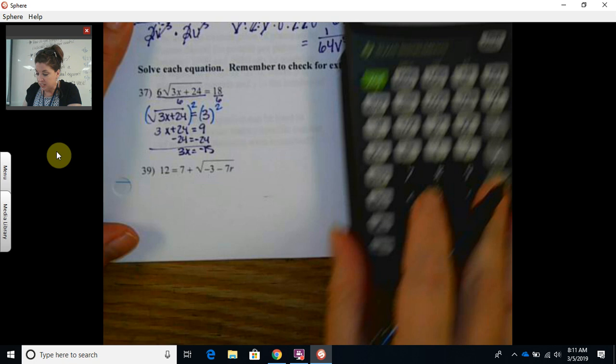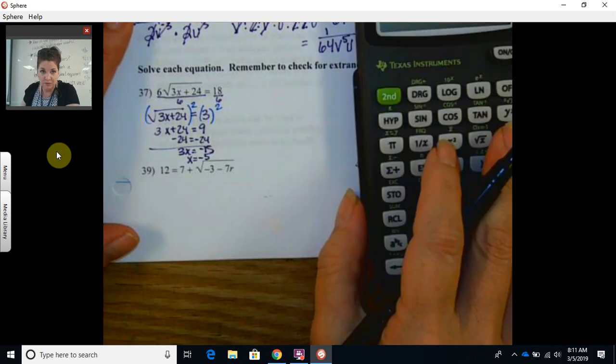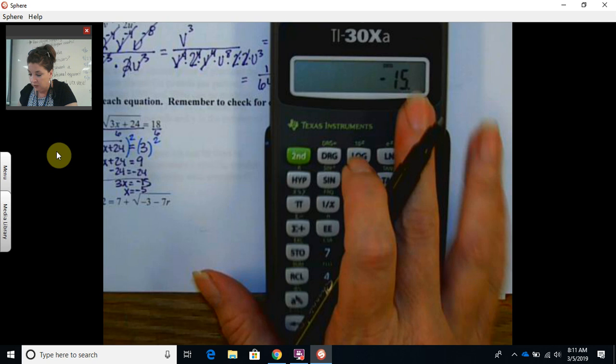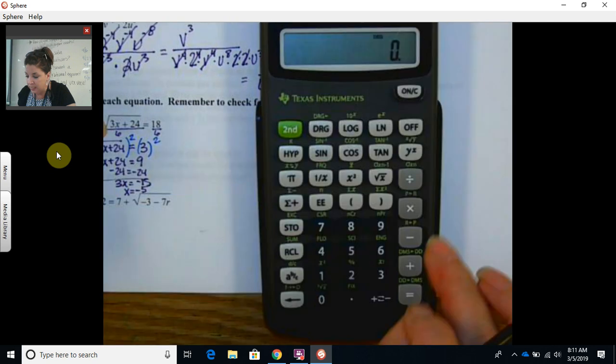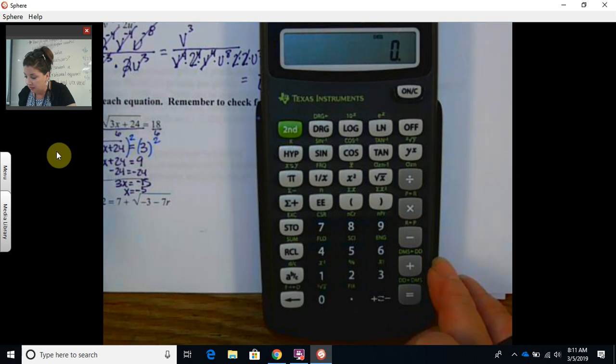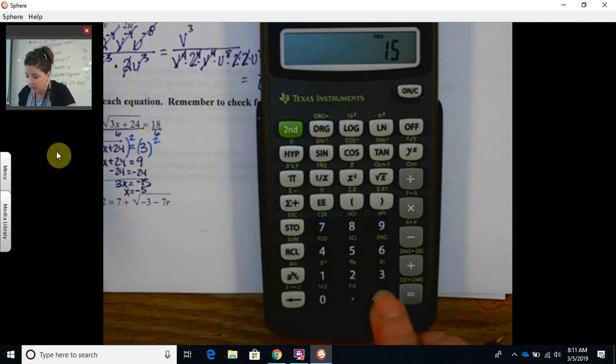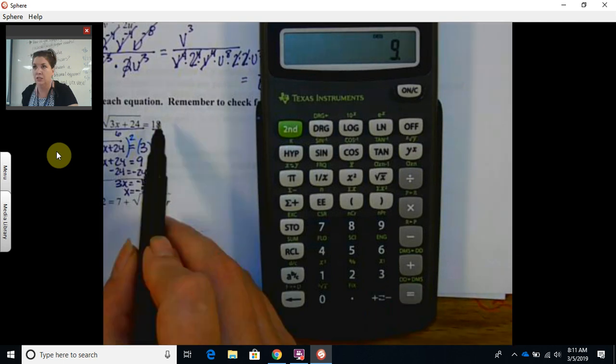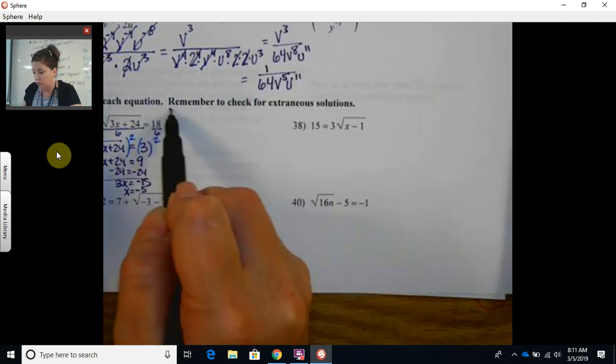Don't forget you have to check for extraneous solutions on these. So I can just do this in my head. 3 times negative 5 is negative 15. And negative 15 plus 24 is 9. The square root of 9 is 3 times 6 is 18. 18 equals 18. Good to go, right? So remember to check for extraneous solutions.